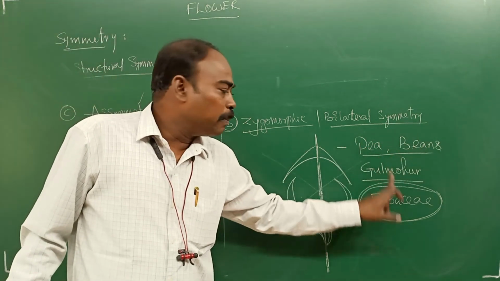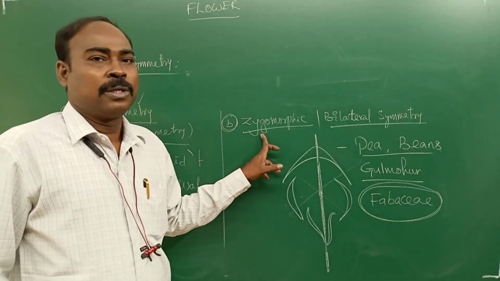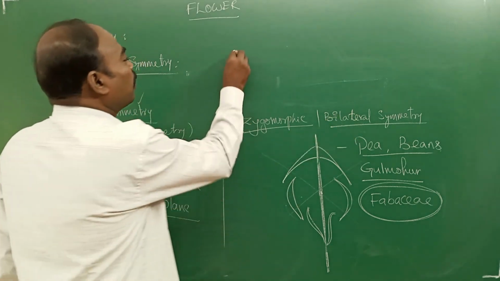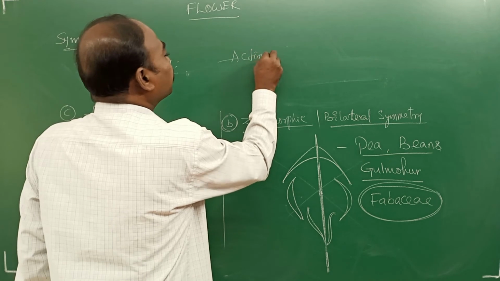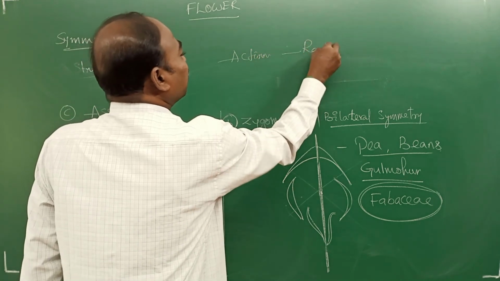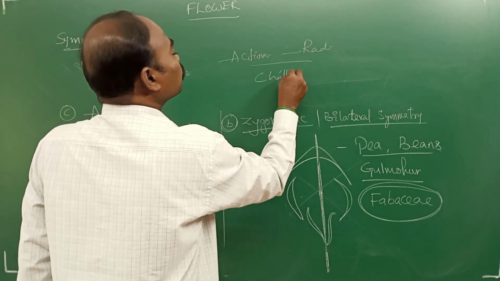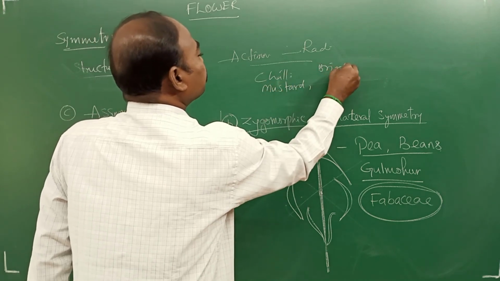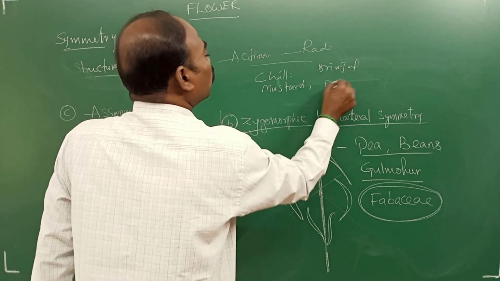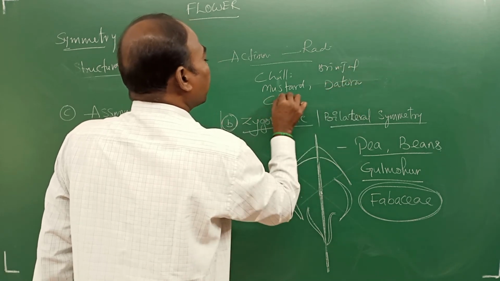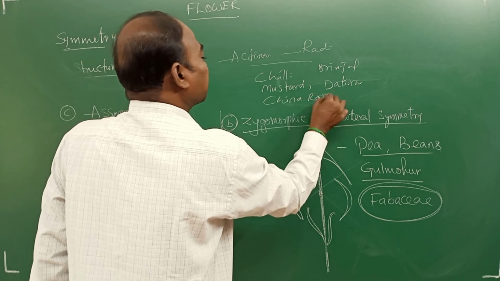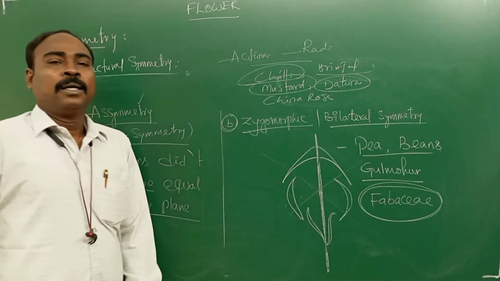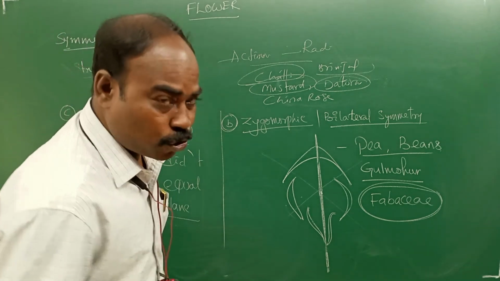Pea, beans, gulmohar are Fabaceae family members, for zygomorphic or bilateral symmetry. For actinomorphic or radial symmetry: chilies, mustard, brinjal, datura, China rose, etc., which were given in NCERT. Please remember, right? That is about the structural symmetry.